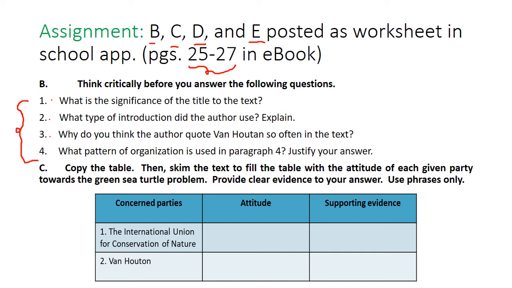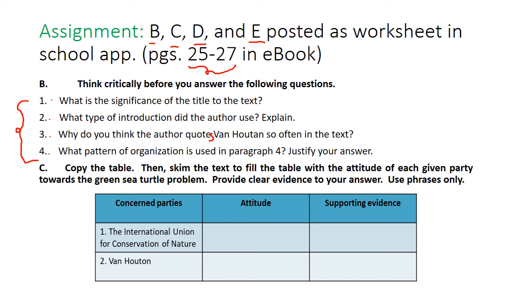Now, why do you think the author quotes Van Houten so often in the text? Who is Van Houten? He is an ecologist, a person who studies the ecosystem, so obviously he is an expert. Taking the opinion of an expert or quoting an expert is a means of support, a type of supporting evidence. So the answer would be obviously a 1-sentence answer. The author quotes Van Houten so often in order to gain, full stop, you know the words.